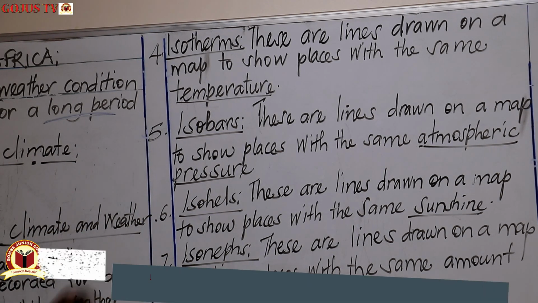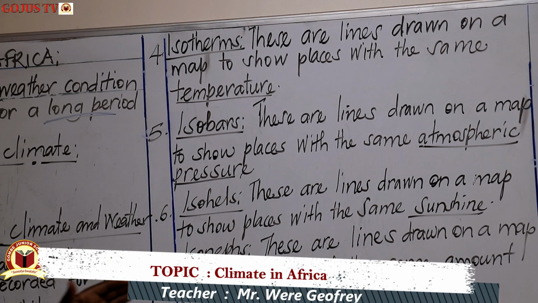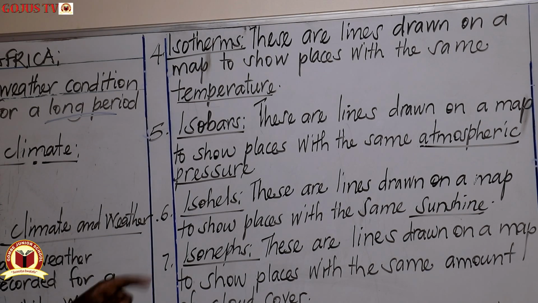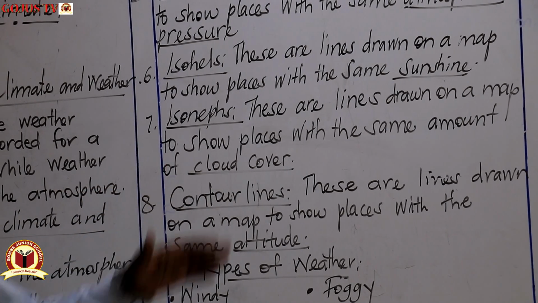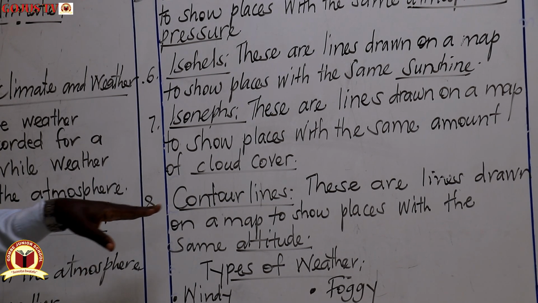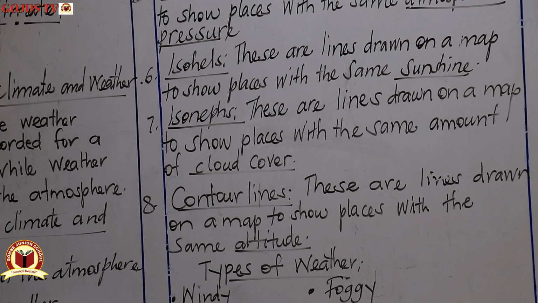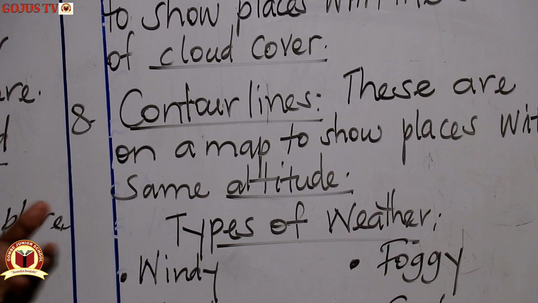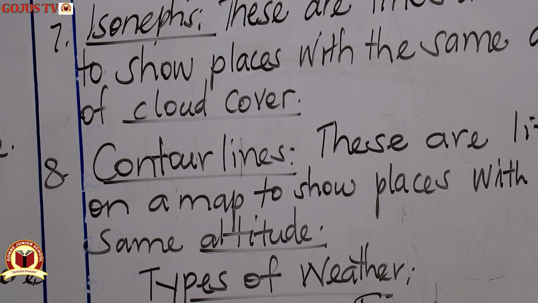We have also another term, isohels. Isohels are lines drawn on a map to show places with the same sunshine. Another term is isonephs. These are lines drawn on a map to show places with the same amount of cloud cover. Contour lines are lines drawn on a map to show places with the same altitude. Candidates, what do you understand by the term altitude? Altitude is the height of land above the sea level. So when asked about altitude, it is the height of land above the sea level.